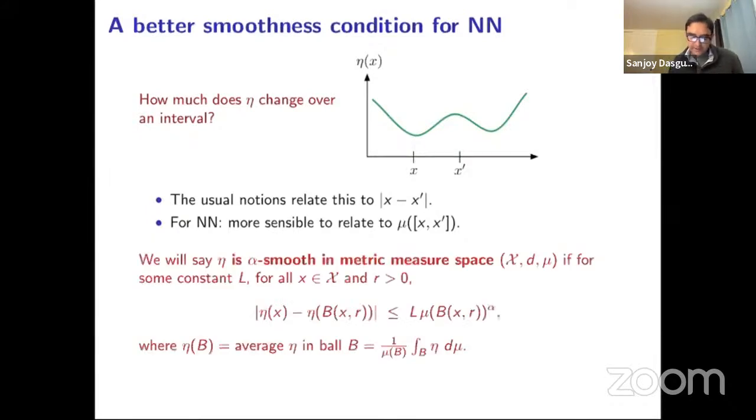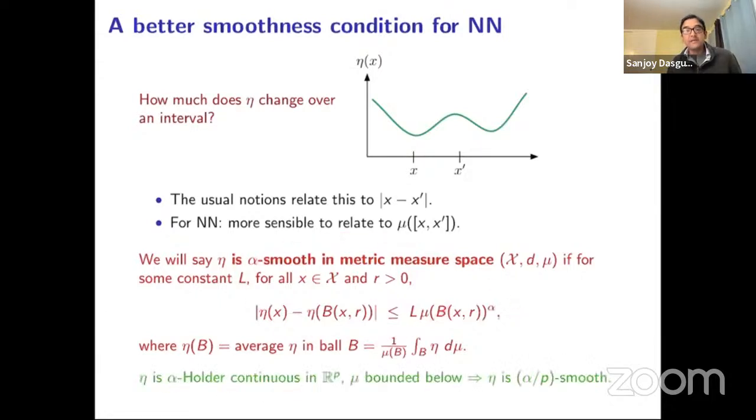And so we introduced this alternative to the Holder condition, where we say that for any point x, the difference between its bias and the average bias of a ball centered at x is at most the probability mass of the ball raised to some power alpha. And it turns out that if you have Holder continuity, then you also have this kind of continuity. So it just follows from Holder continuity.